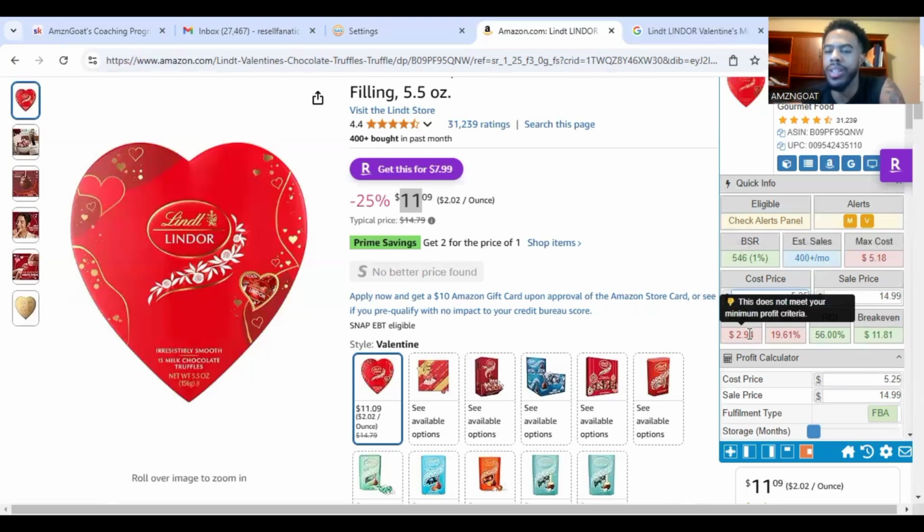Again, this stuff is lighting up red because of our buying criteria and what we have in our Seller Amp settings. So again, this profit is lighting up red because it's $2.94 per unit, and our minimum profit that we put in our Seller Amp settings was $3 profit per unit. So that's why it's lighting up red. We're getting this for $5.25. We still got a super good return on investment, 56%. And the break even price, if we were getting the product for 5.25, is 11.81.